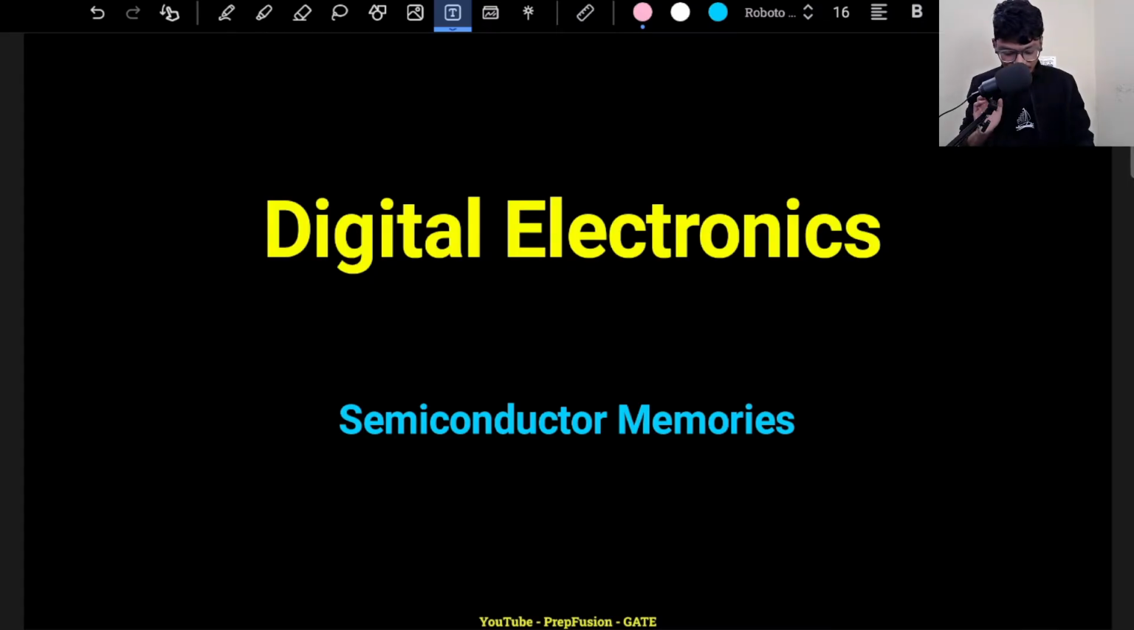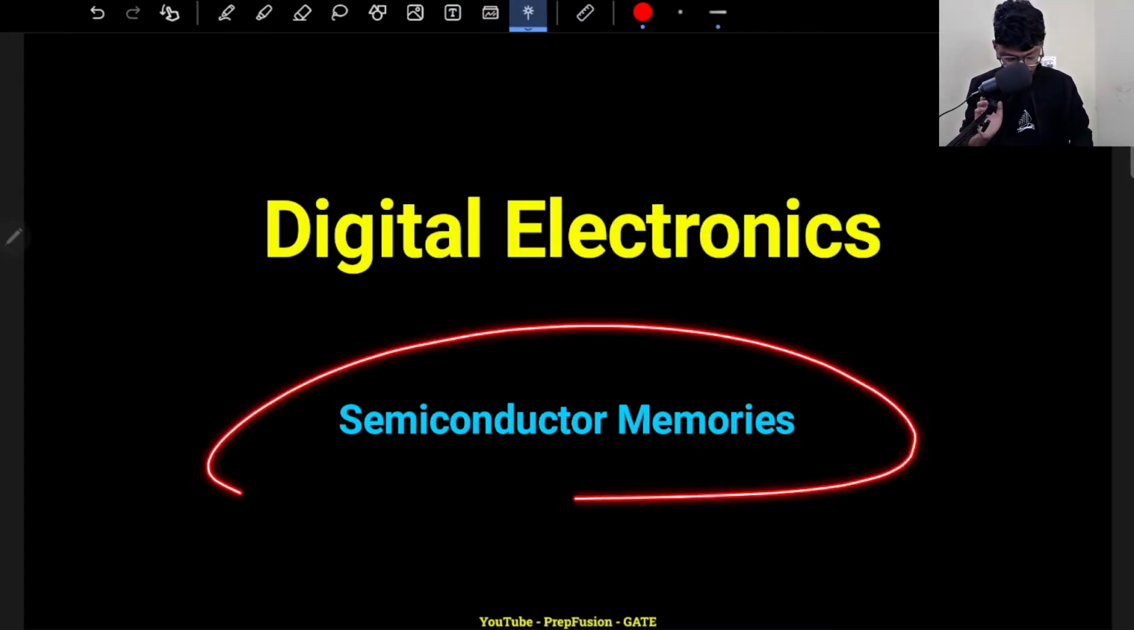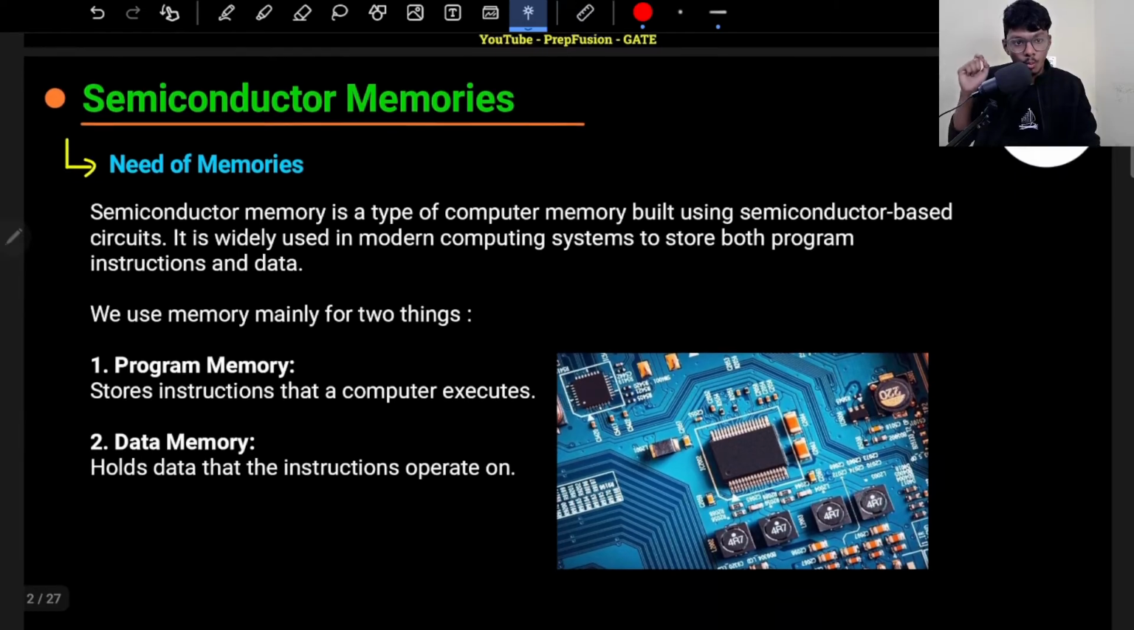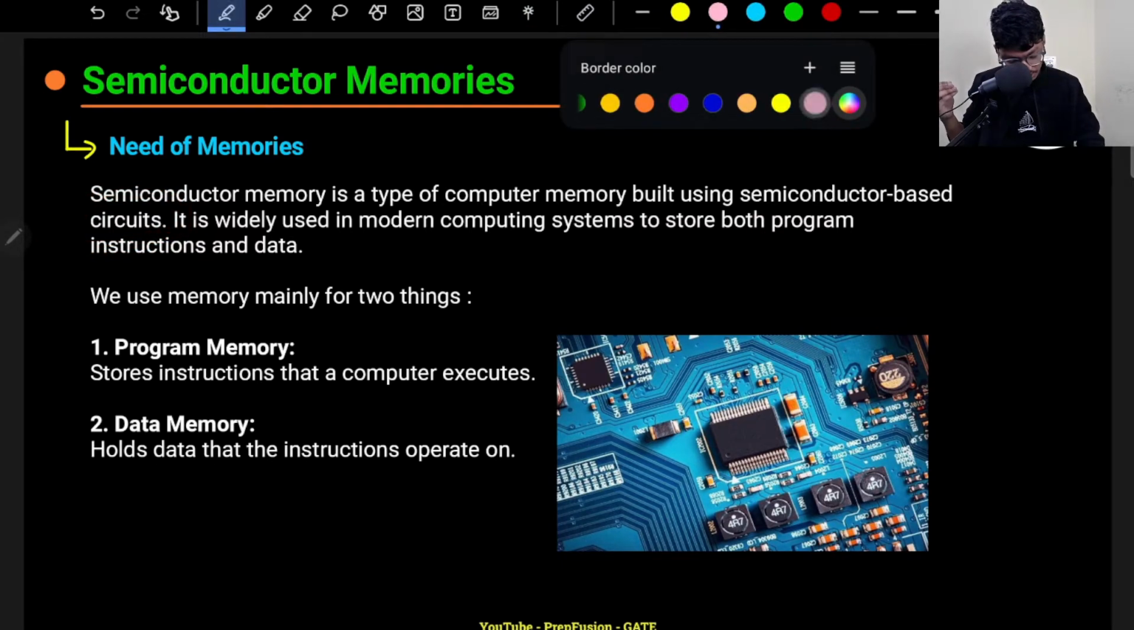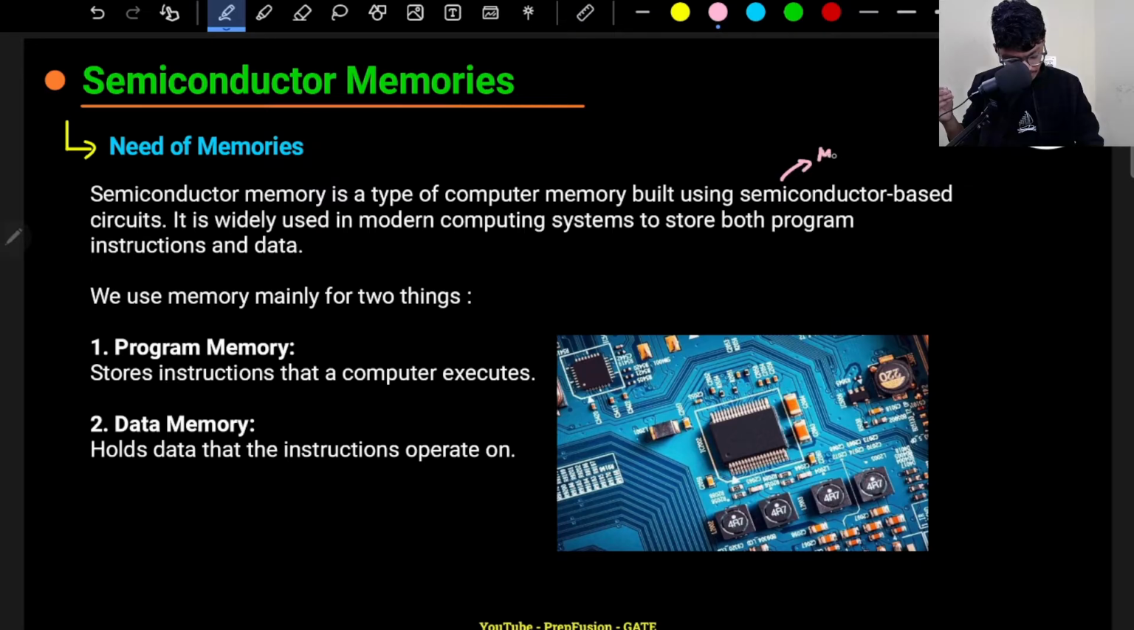So we will discuss semiconductor memories. First of all, we will understand why we need semiconductor memories. What is the need of semiconductor memory? Semiconductor memory is a type of computer memory built using semiconductor based circuits. What are semiconductor based circuits? Mainly MOSFETs, and BJTs are sometimes also used.